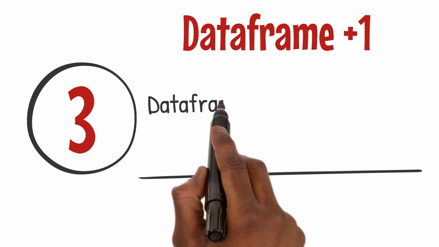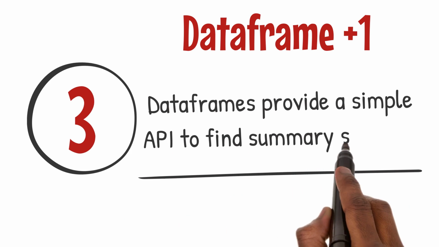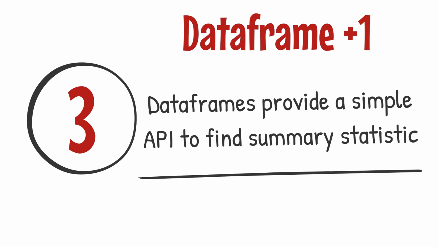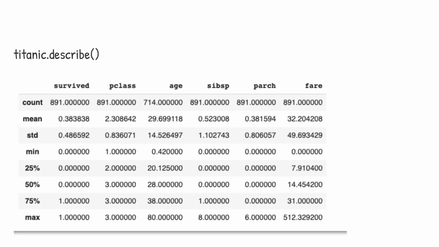Point number 3. Dataframes also provide a very simple API to find the summary statistics of all the numerical columns of your Dataframe. A simple describe method, when applied on the Dataframe, will provide the count, max, min, etc. of all the numerical columns of your Dataframe in one shot.